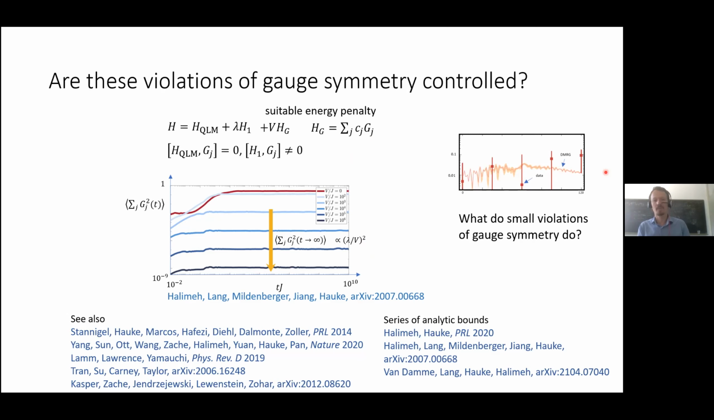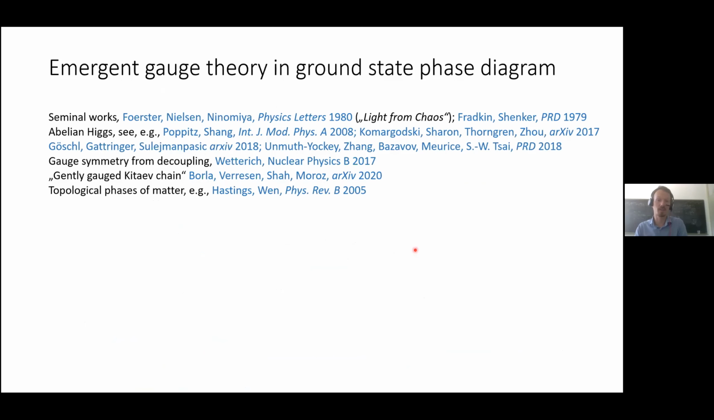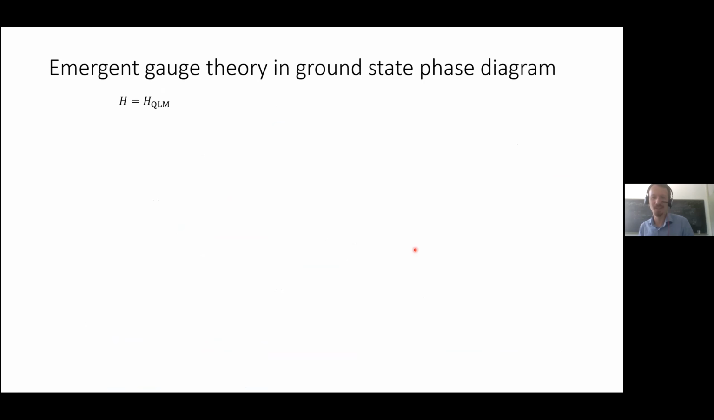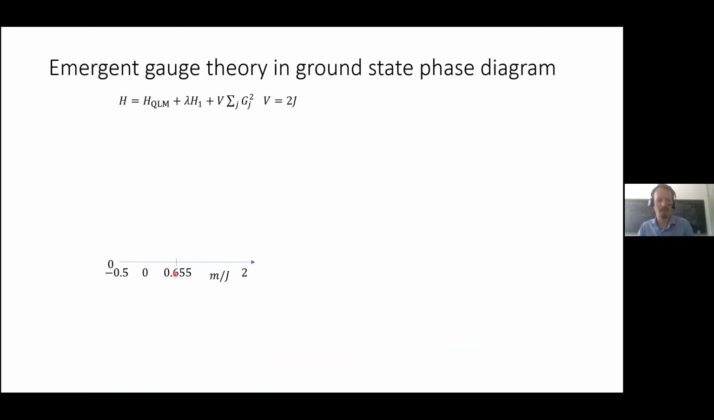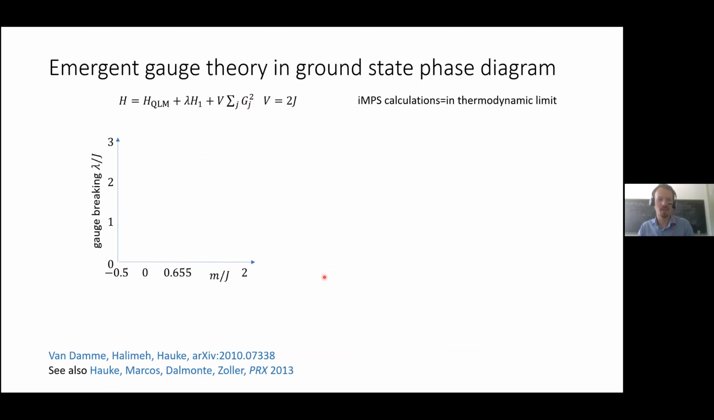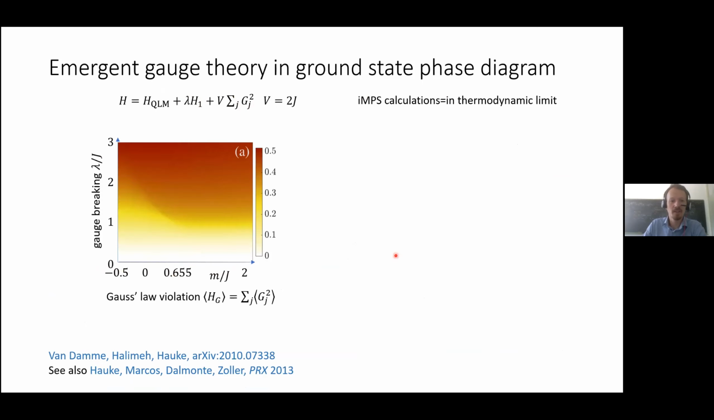So we looked at local observables and see that they stay very close, also during the dynamics, to the ideal dynamics. But we can also look at this in the context of emergence of gauge theories in the ground state phase diagram. And now I think I need to conclude, so I just go quite quickly. So we can study how this Coleman's phase transition is fulfilled if we add to the Hamiltonian a gauge violation plus an energy protection. And so we did this calculation. This was Martin van Dam who did this with IMPS in the thermodynamic limit.